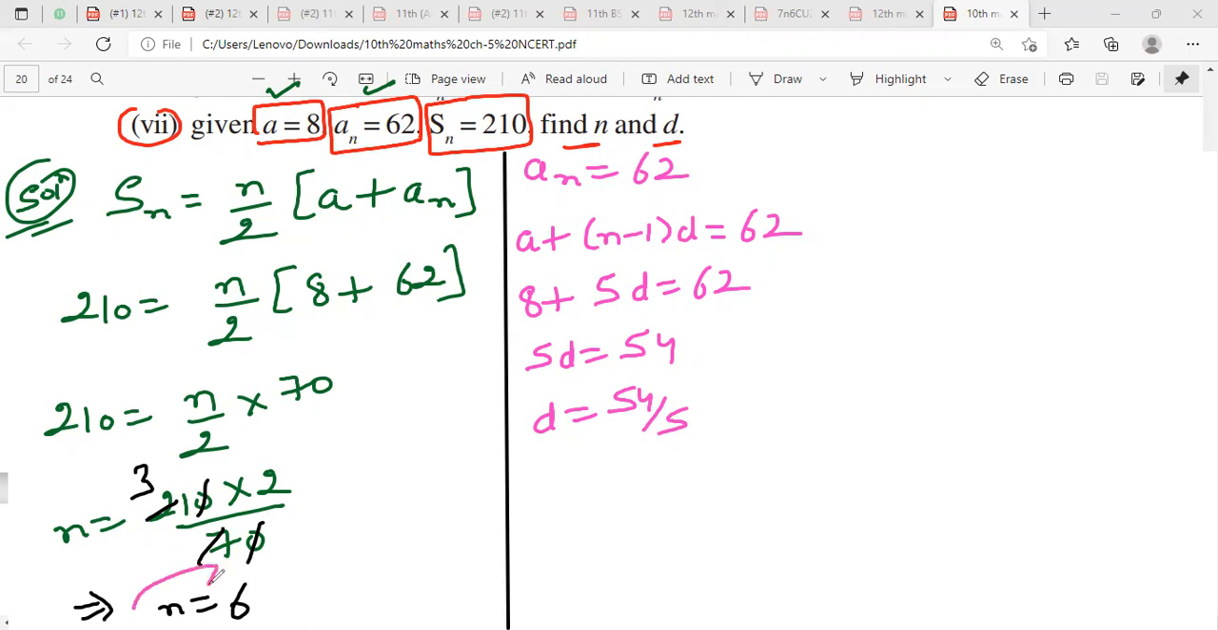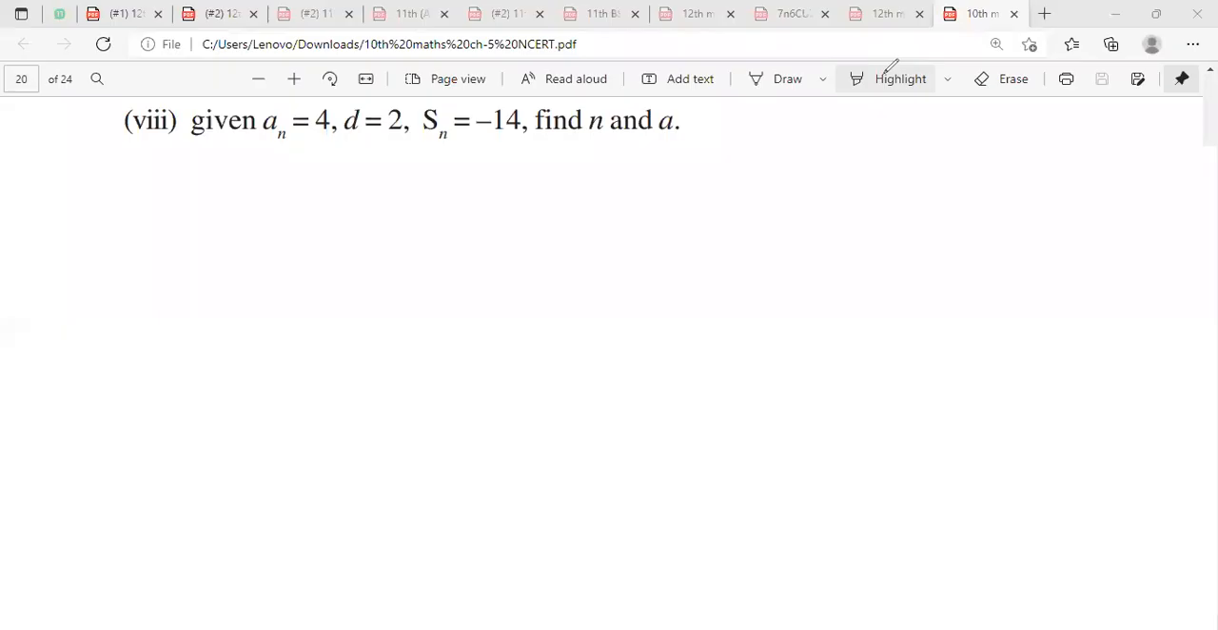So we have found the value of n, that is 6. We have found the value of d, that is 54 by 5, right? So this is the solution of this question. Now next part is part 8. Value of an has been given, that is 4. Value of common difference is equal to 2. And sum of n terms is equal to minus 14. We have to find the value of n and a.